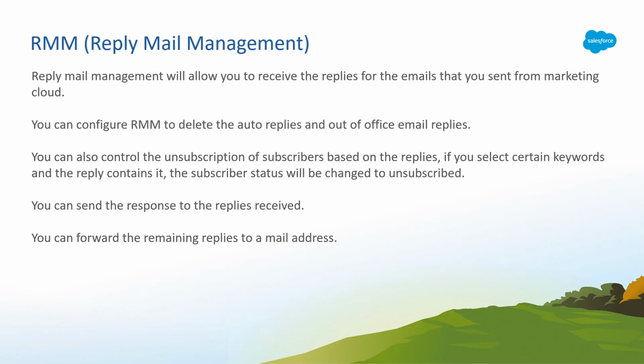One is you can say I want to delete all the auto replies and out of office emails. And also you can give your subscriber an option. So if someone replies with unsubscribe me, opt out, I want to leave, these keywords, their status would be marked as unsubscribed. So it's a choice. You can go with yes or no. If you go with yes for deletion of auto replies and out of office, these would be deleted.